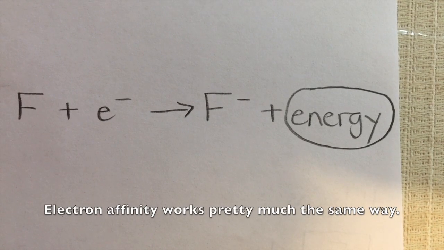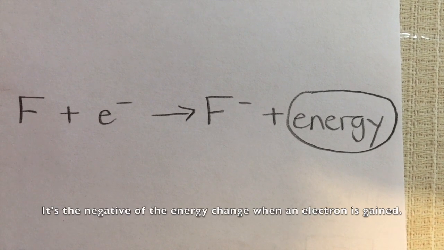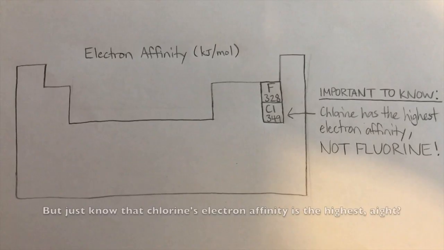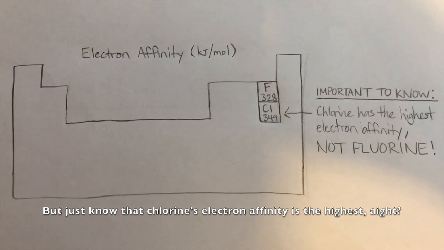The electron affinity works pretty much the same way. It's the negative of the energy change when electrons are gained. It decreases down a group and increases left to right. But just know that chlorine's electron affinity is the highest.